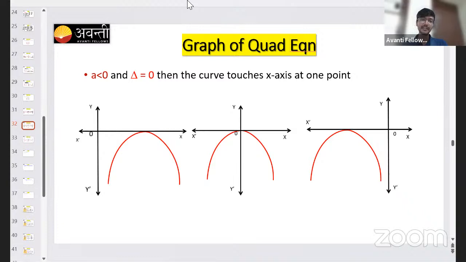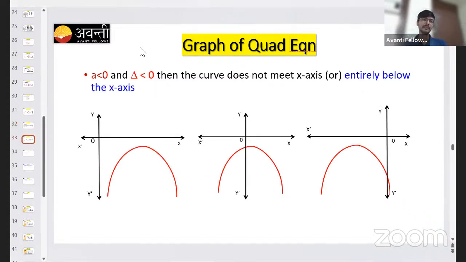Now what will the condition be here? The f of x, which is my quadratic expression ax square plus bx plus c, will be less than or equal to 0. Why? Because the graph is always below the x-axis, meaning it will always be negative. It can be 0 also because it is touching. And lastly, this one means no roots. No roots means it will not cut the x-axis. That means f of x will be less than 0.